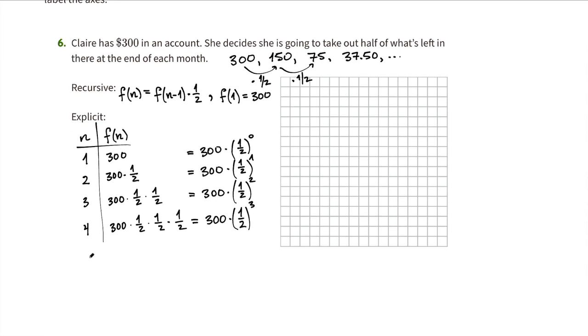Well, we see here a pattern. So for the nth term, I can see I'll have a 300 times a 1/2, and then an exponent. And the exponent is changing, so we use our variable to represent it. That exponent turns out to be 1 less than the term number. So 4 turns to 3, 3 turns to 2, 2 turns to 1. So n turns into n minus 1. Therefore, our explicit function is f of n equals 300 times 1/2 to the n minus 1.